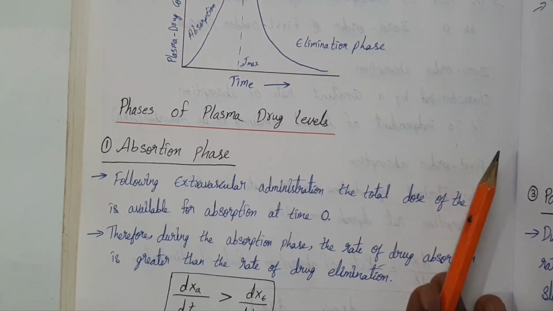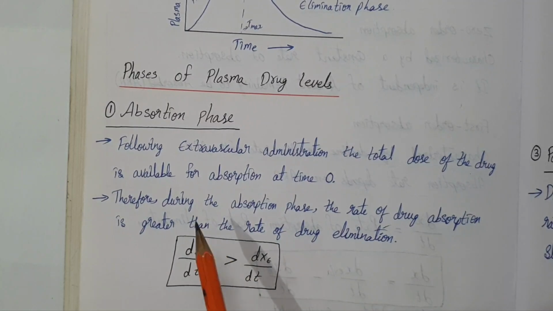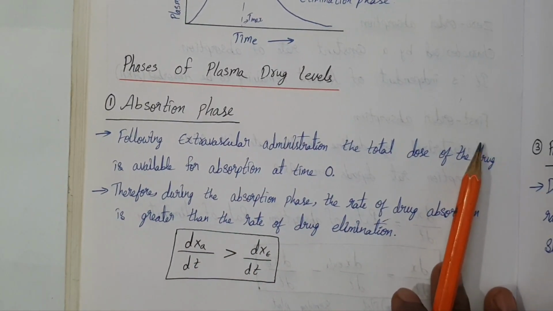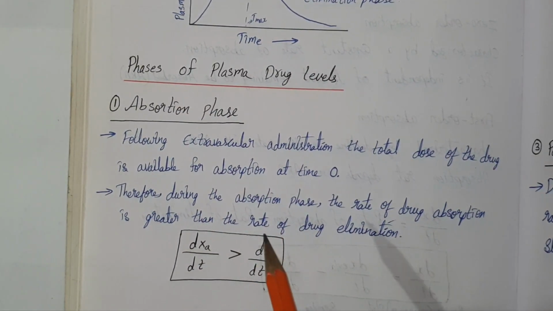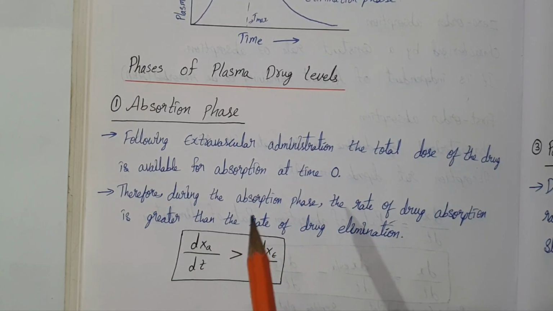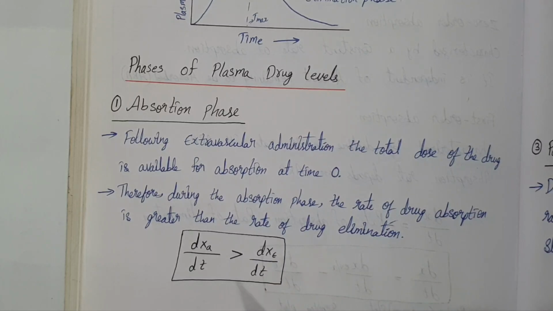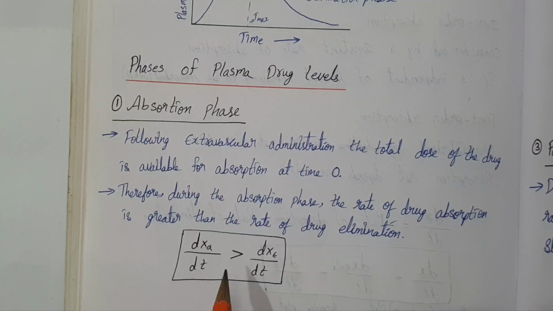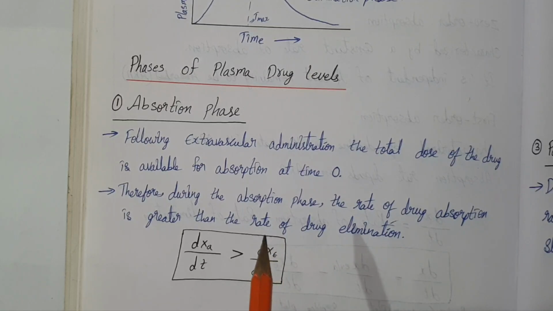Talking about the absorption phase, at time 0 the entire dose is present at the absorption site. So during this phase, absorption rate is more than elimination rate. Absorption rate will be more when compared to elimination rate because the absorption site has the entire dose. So the plasma concentration starts rising gradually.